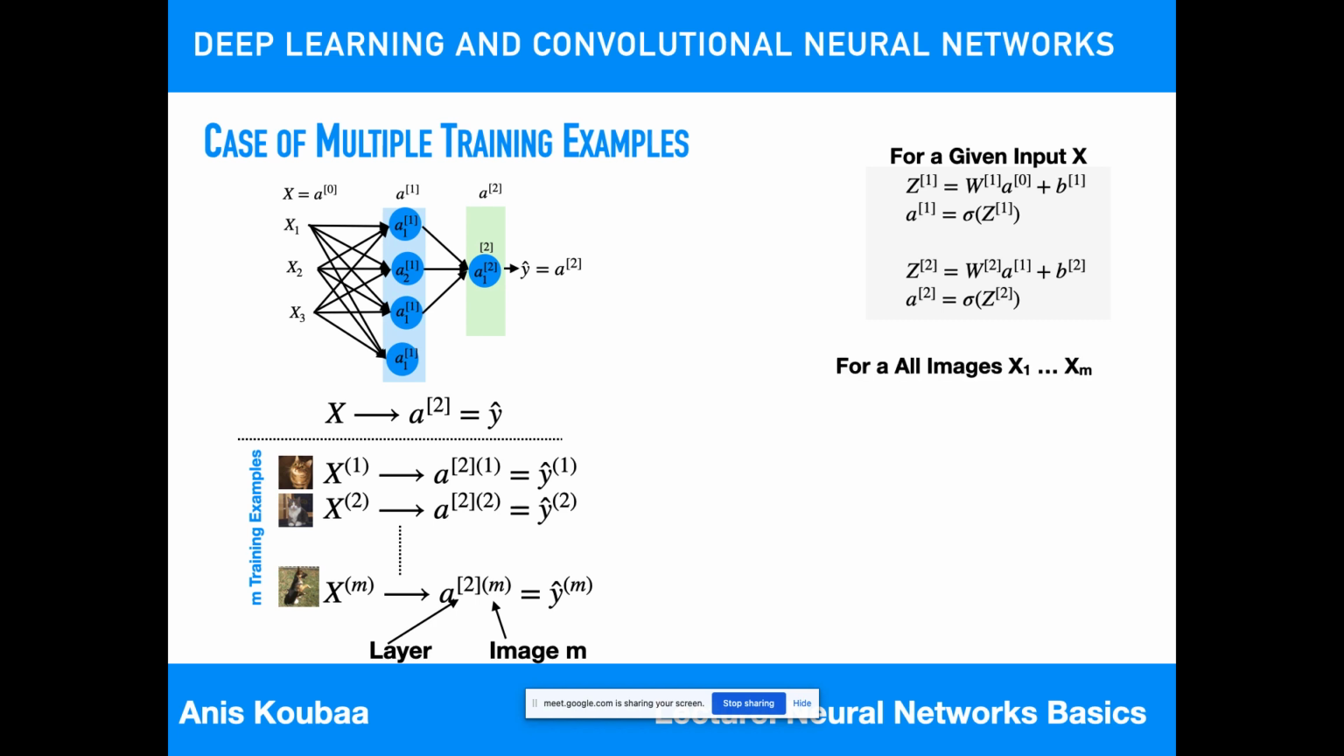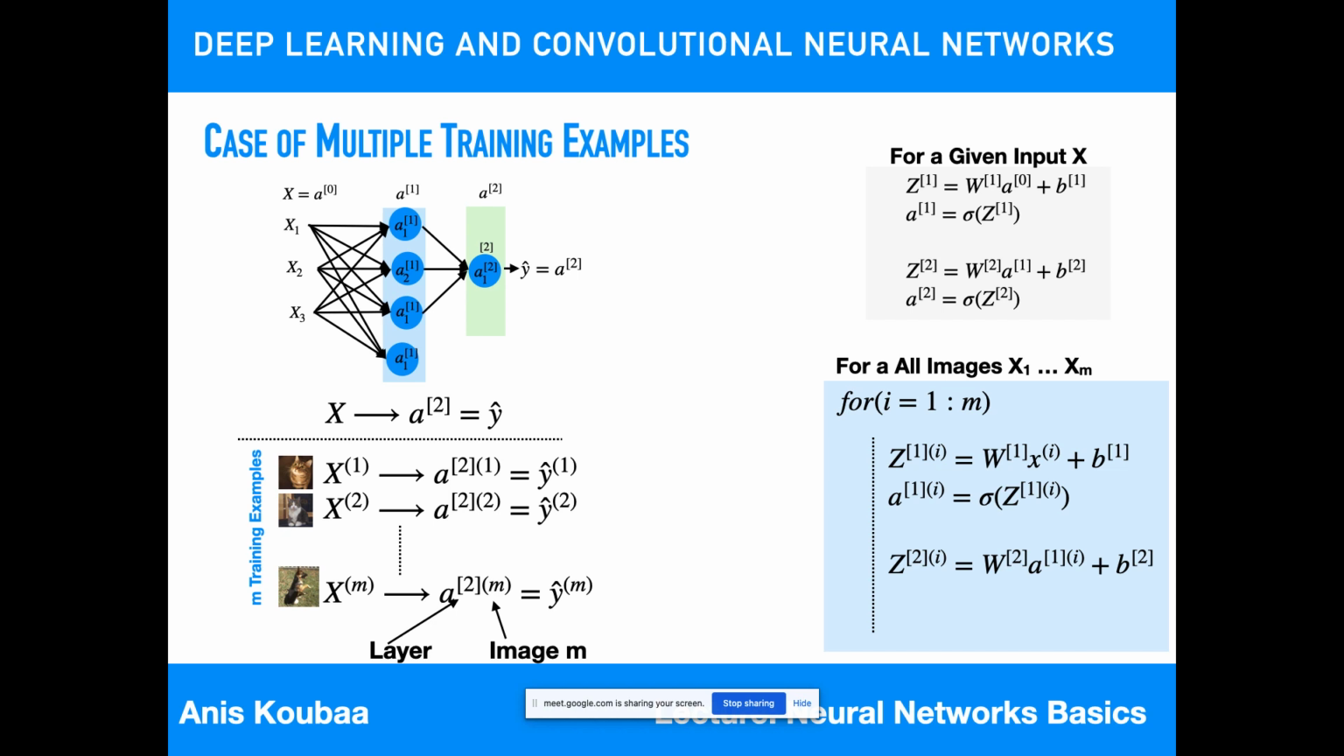So for all images from x1 to xm, we can make a for loop like this. For every image, we can calculate z1 of i, and then calculate a1 of i. This will be the output of the ith image in the hidden layer, and then we will do the same for the output layer. Is this understood?